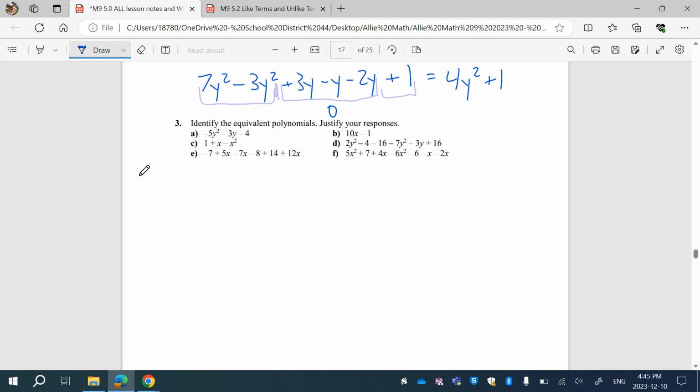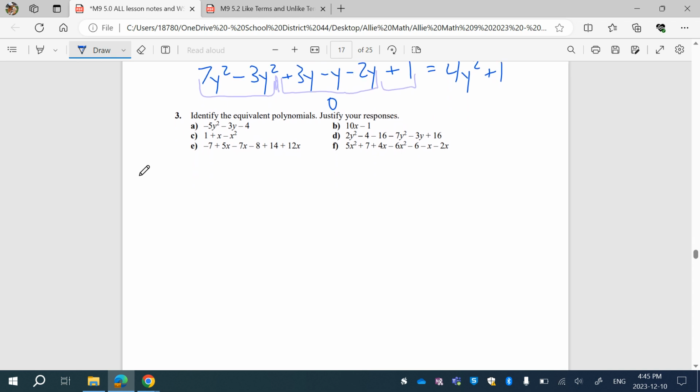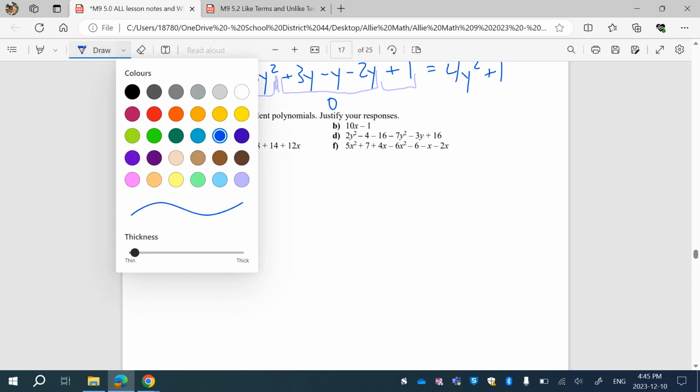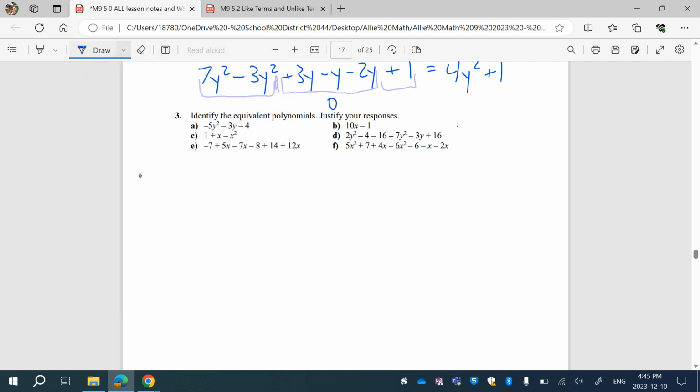Okay, for the next one, identify the equivalent polynomials, justify your response. So let's look first. We need to examine whether or not they have any like terms for us to combine. This one we have a negative 5y squared, a negative 3y, and a negative 4. So no like terms for us to combine, actually. Similar to B, we have a 10x and we have a negative 1. No like terms for us to combine. C, we have a 1, we have an x, we have an x squared. So again, neither A, B, nor C have like terms for us to combine.